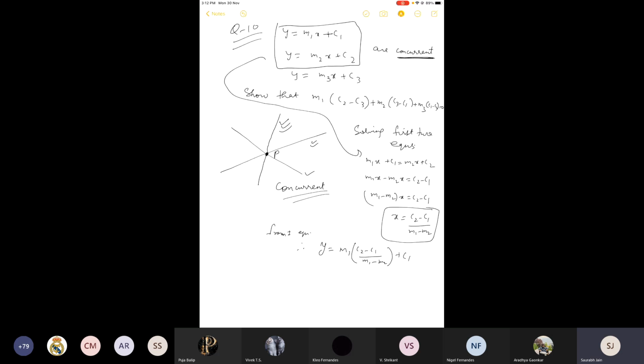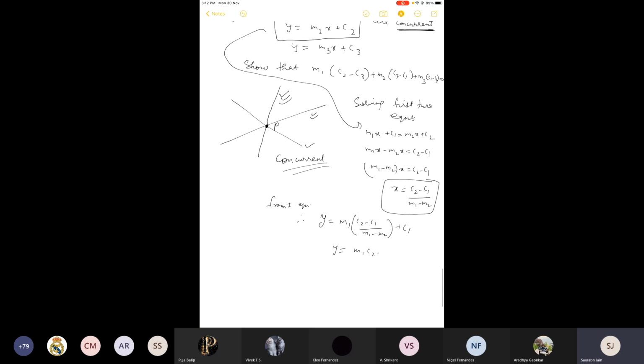So you simplify this, take LCM of everything. M1 c2 minus m1 c1 plus m1 c1 minus m2 c1. This gets cancelled. So the y coordinate is (m1 c2 minus m2 c1) upon (m1 minus m2).